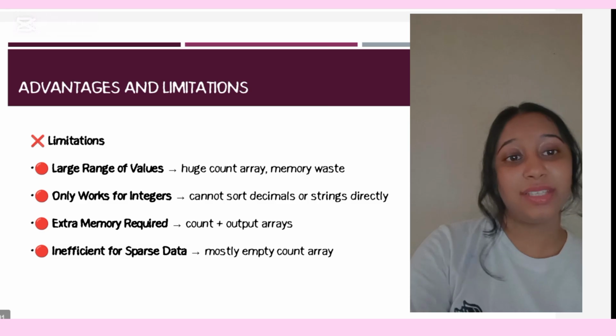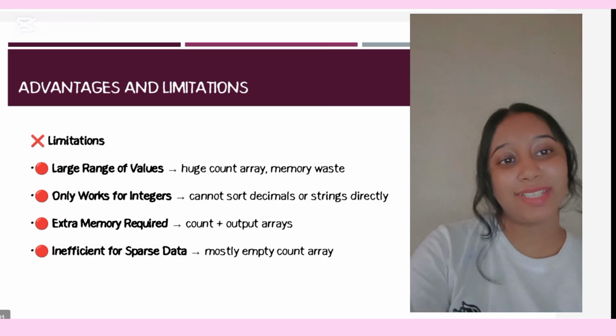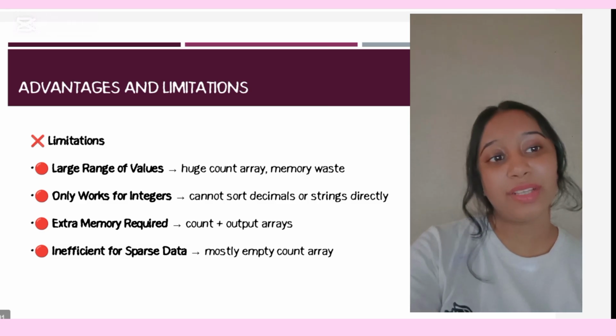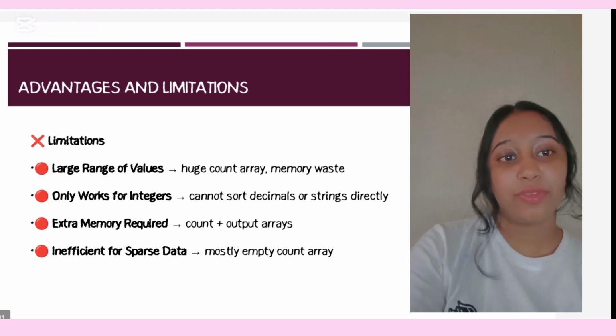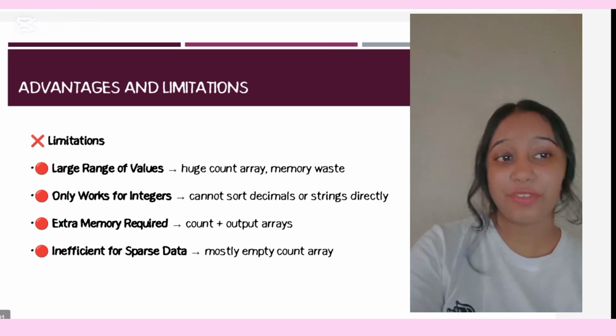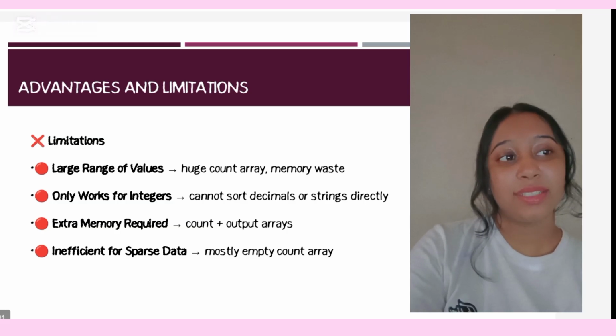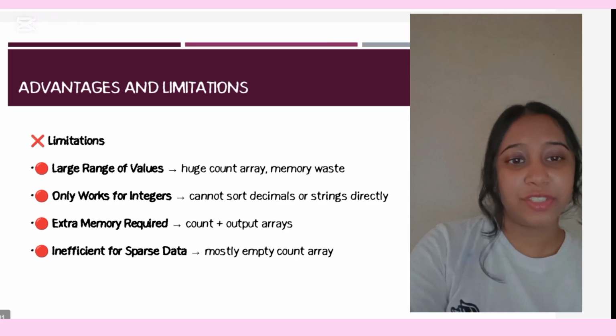The third one is extra memory required. We need extra space for the count array and the output array. This can be a problem for memory-constrained environments. The fourth one is inefficient for sparse data. If the input has a very large range but few elements, most of the count array remains empty, which is wasteful. So that's a quick overview of the advantages and limitations of counting sort.